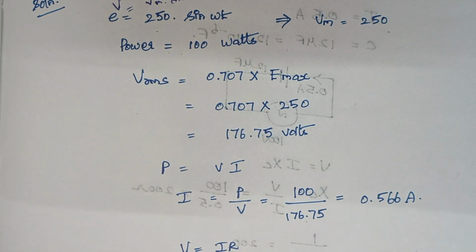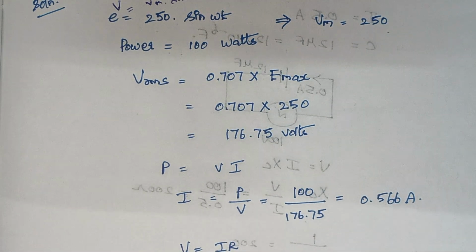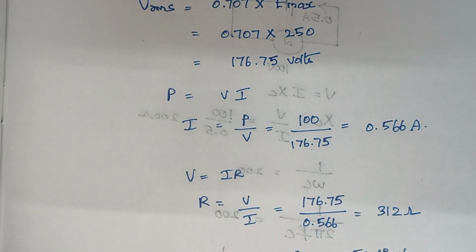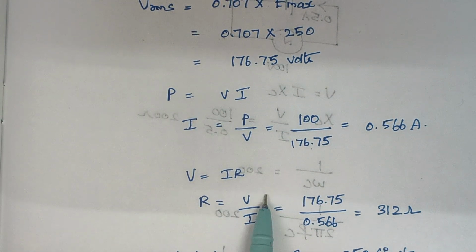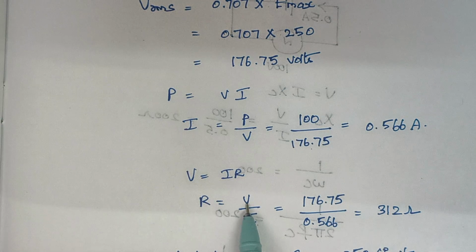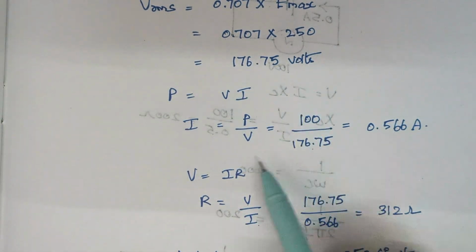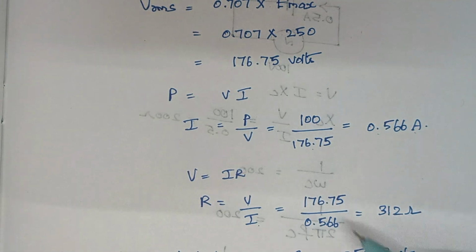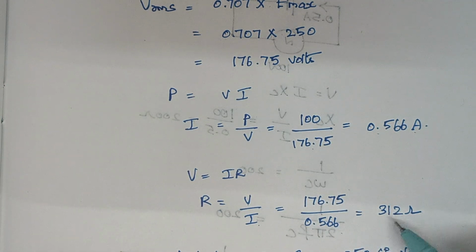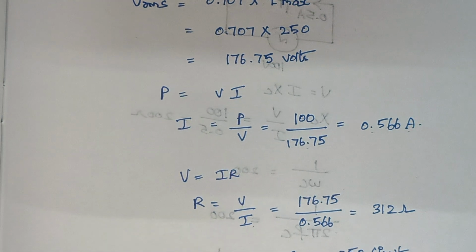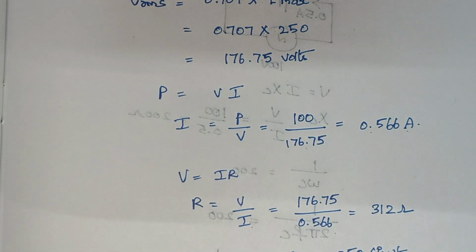And the next thing is we need to calculate the resistor value. By Ohm's law, R is given by V by I. So V is nothing but Vrms, it is 176.75, and the value of I is 0.566. Just substitute it here and the answer is 312 ohms. So we have calculated the value of R.